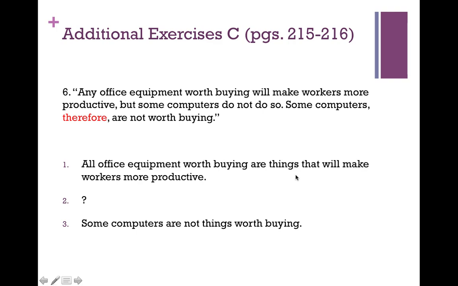But in determining this as our major premise, notice that we have a problem because the major term is not the same. We're not naming the same class in the major premise as we are in the conclusion. Office equipment worth buying is not the same thing as things worth buying. Things worth buying is a broader class. I mean, the class of things worth buying could include cars, it could include home televisions, it could include blenders. I mean, things is really broad.